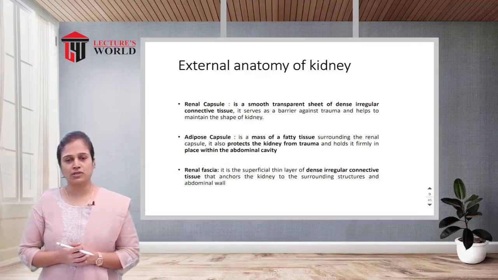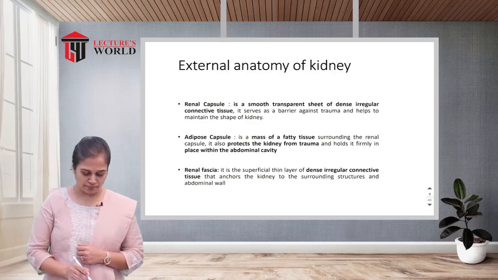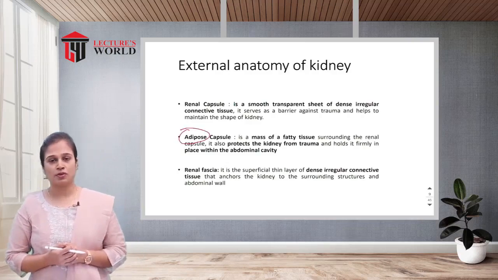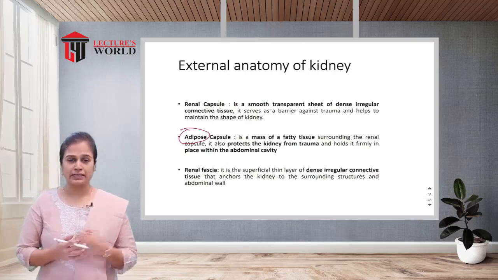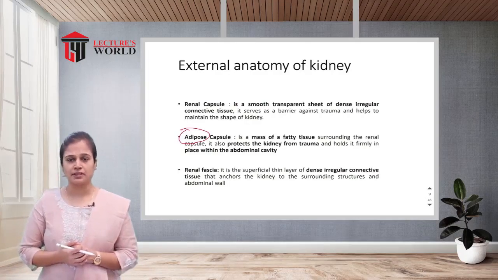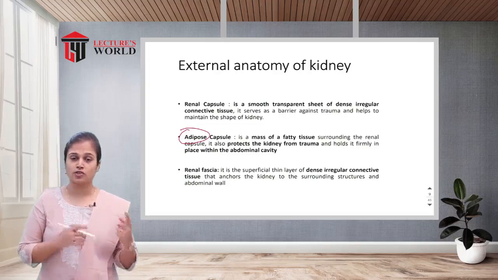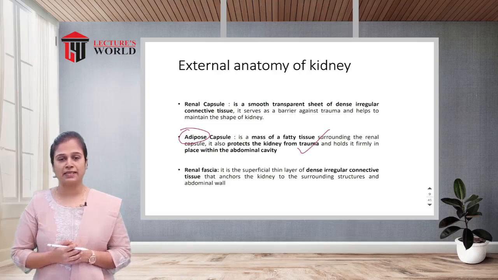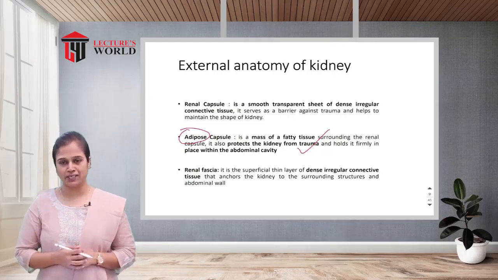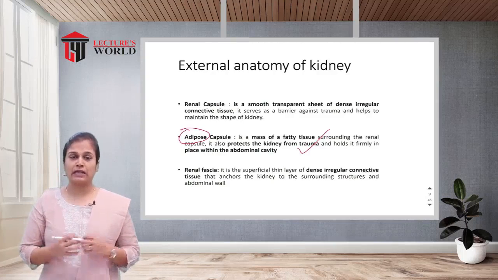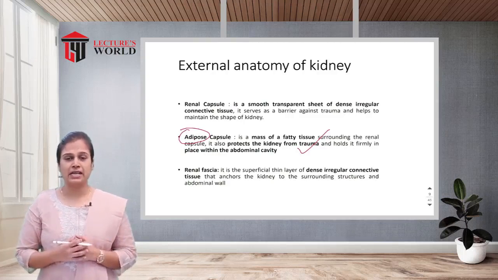Talking about the adipose capsule. The meaning of adipose is always related to fat. So you can get an idea that the adipose capsule is a mass of fatty tissue surrounding the renal capsule. Again, it also protects the kidney from trauma and holds it firmly in place within the abdominal cavity. So with the help of the adipose capsule, the place of the kidney is fixed in the abdominal cavity.